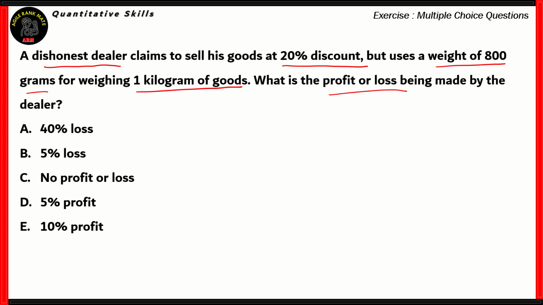So, there are two things we need to think of. One, since we're using a percentage term, we will try to write the cost in terms of $100. So let's consider 1 kg of goods is worth $100 as its cost price.